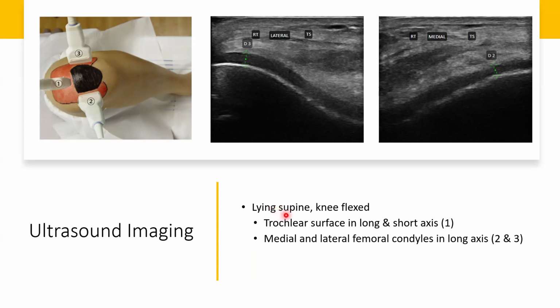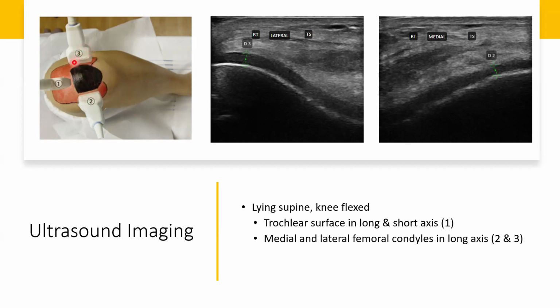And we're going to try to scan three regions: the trochlear surface, the notch of the femur up here, particularly in the short axis. You can tell a few important things from the long axis view, but the best views are the short axis views. That's what these images are about up here. More about those in a second. And then also in the long axis, trying to get the medial femoral condyle and the lateral femoral condyle.